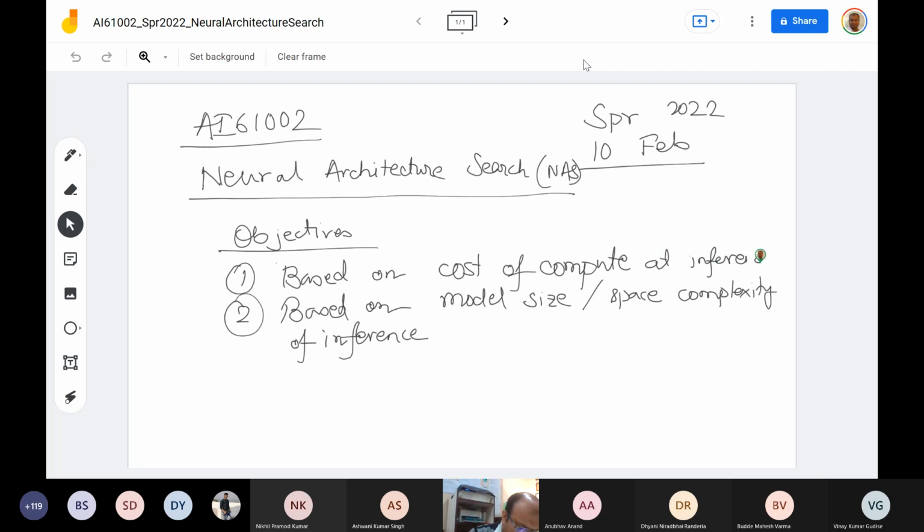We are typically not much worried about the training part because that's a once-in-a-while affair. Once you train a network, those compute and space requirements are completely gone, and you don't need to worry about them. But when you're doing inference, you will be calling that over and over again, and that's where you really need to be worried. Broadly, these are the two objectives based on which we look into these models.